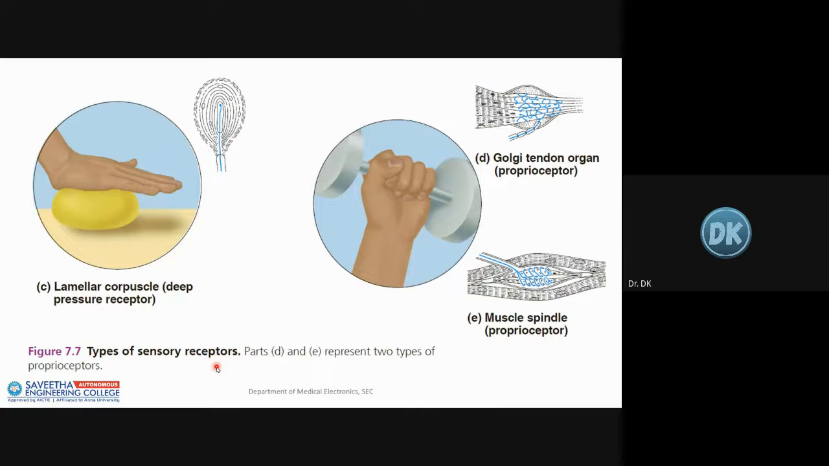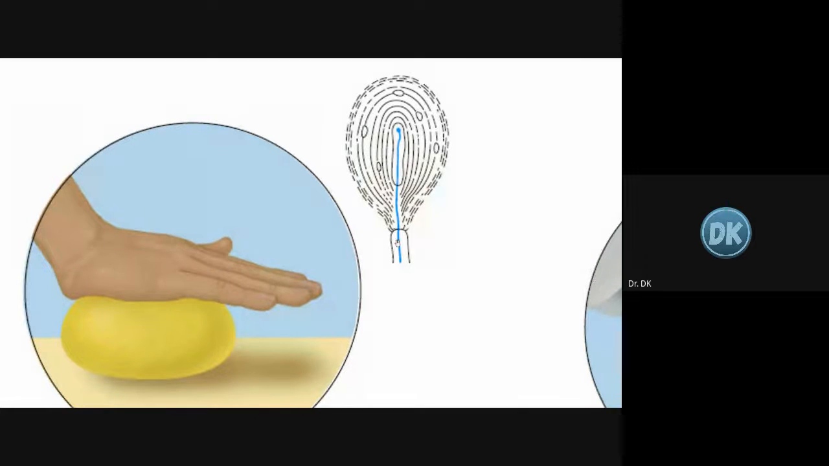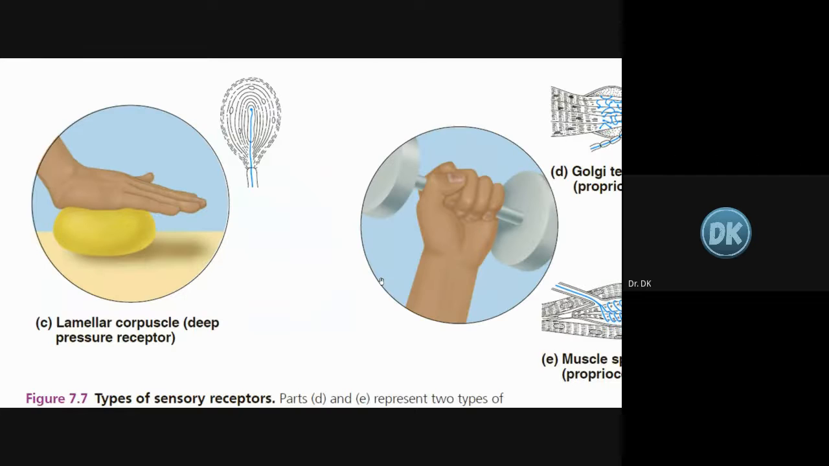Next thing is your pressure receptor. Let's say you are rolling some dough, or pushing a door, or riding a bicycle, right? The receptor that senses the pressure is called the lamellar corpuscle. You can see the structure of the neuron here. On the dendrite it will be present like this, and it will sense the pressure in this particular area. So if you press with your palm, it will sense the pressure in that area.